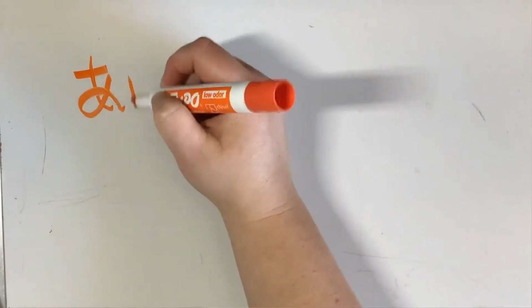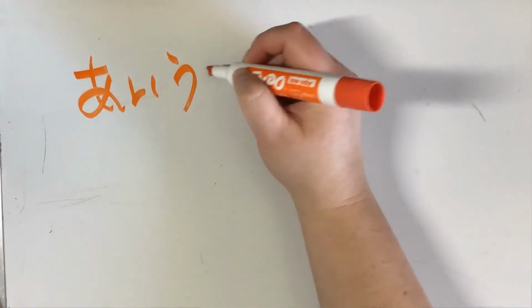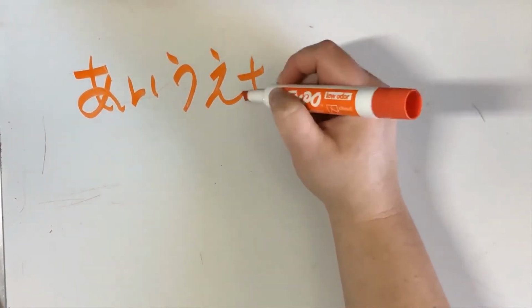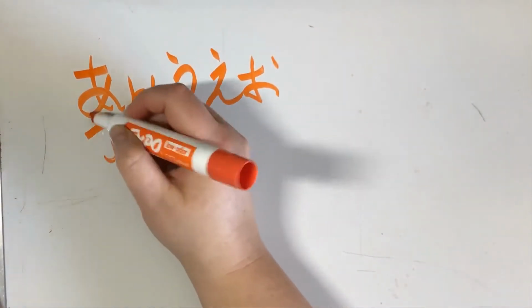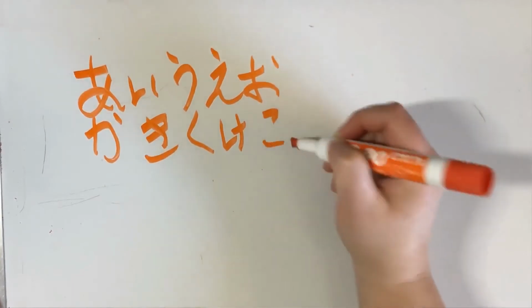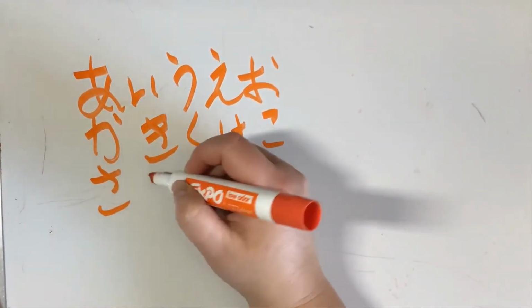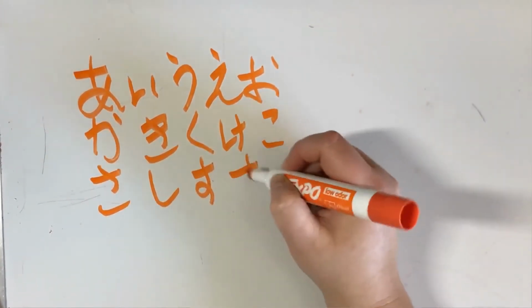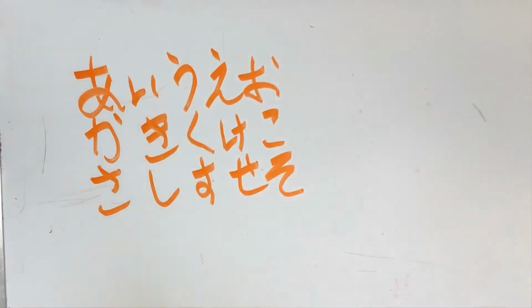So let's start first by reviewing the first lesson, in which we learned the following characters: A, I, U, E, O, and then Ka, Ki, Ku, Ke, Ko, and Sa, Shi, Su, Se, So. So that was from our first lesson.